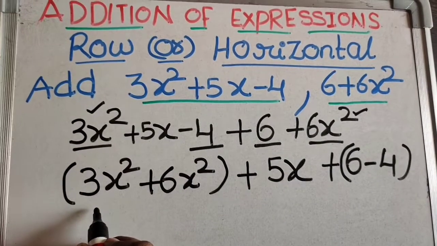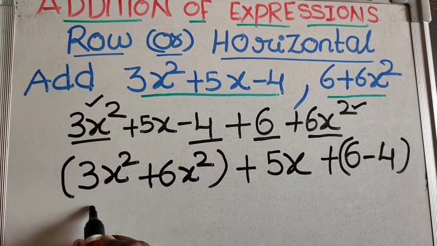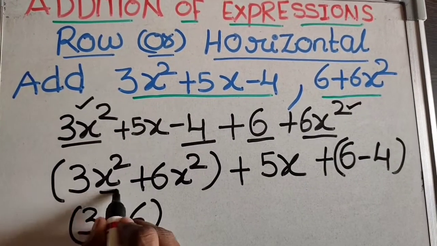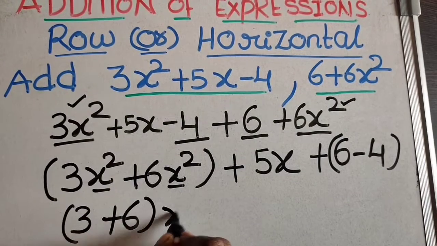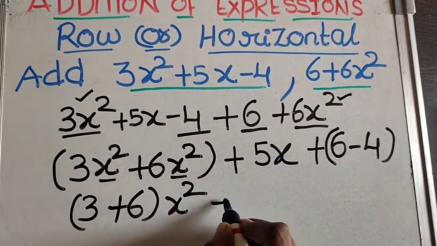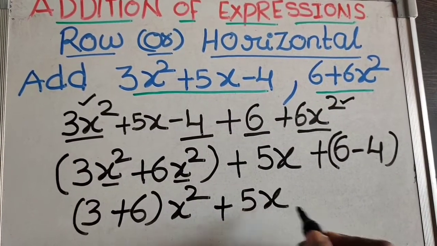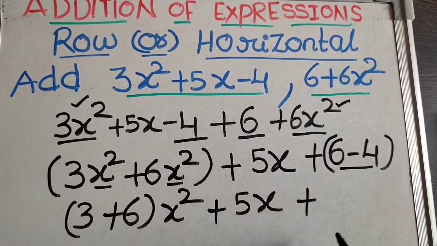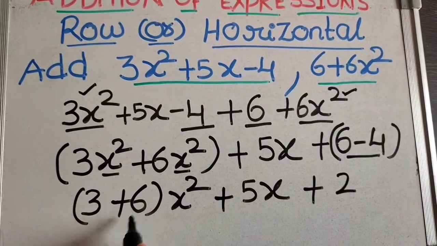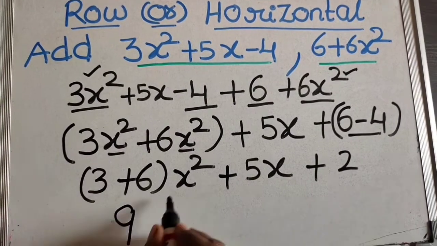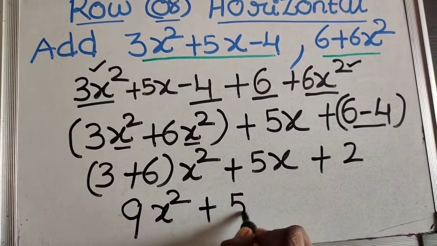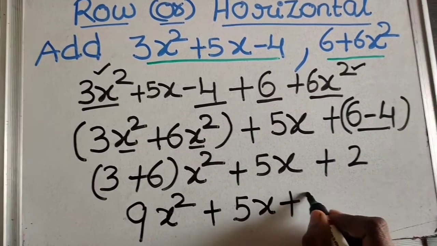Now take x square as common. So I am taking x square as common from the terms. What are the leftover numbers here? Write it. 3 plus 6 x square plus 5x. As there are no other x terms, we are writing plus 5x. Plus 6 minus 4 gives 2. Get the number 2 down. So 3 plus 6 gives 9x square. Get the variable down. Plus 5x plus 2.